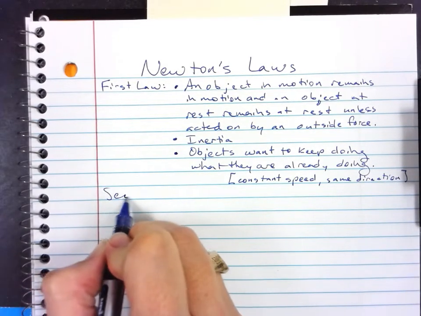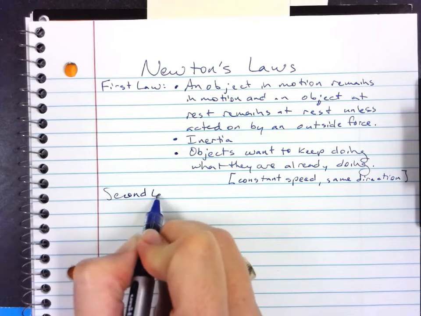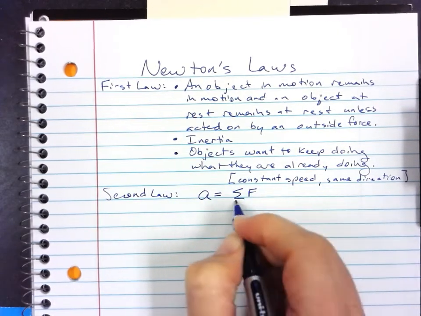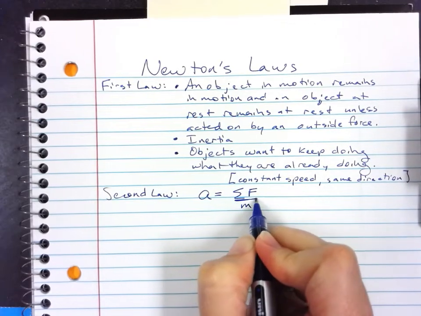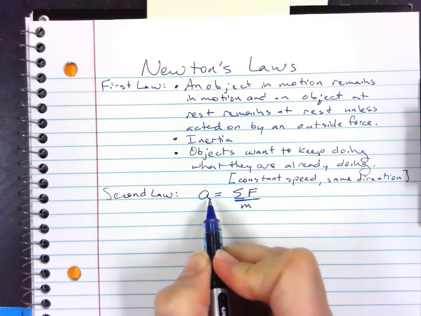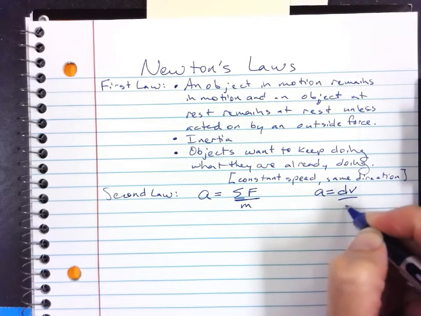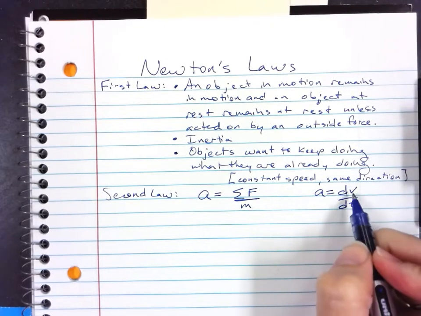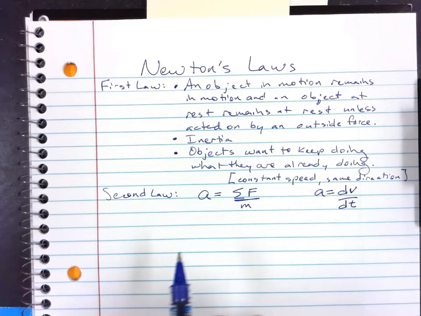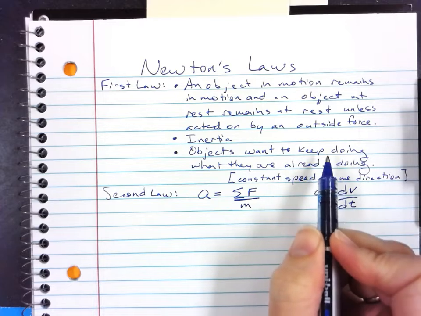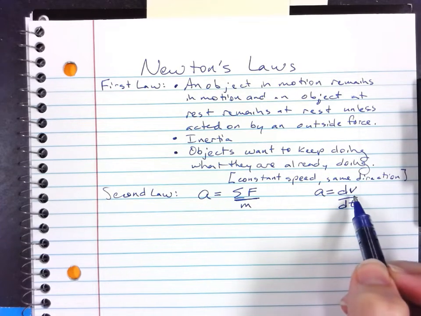Second law is our one and only equation. Acceleration is equal to net force divided by mass. So we know what acceleration is. Acceleration is the rate of change, or the derivative, of velocity. It goes with the first law. If you have an outside force, you're going to change the motion. Changing motion means you're changing velocity.